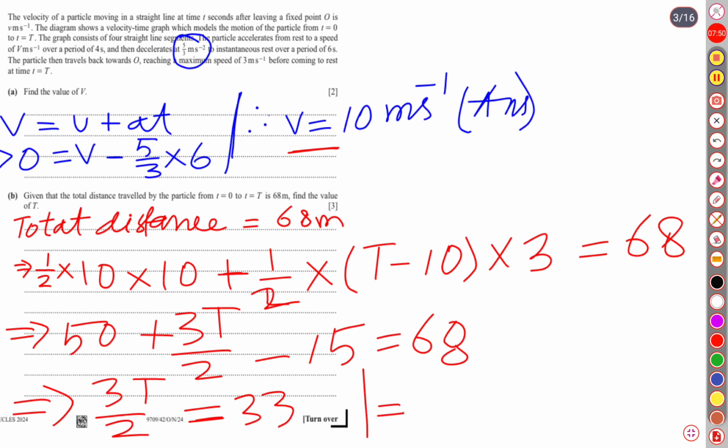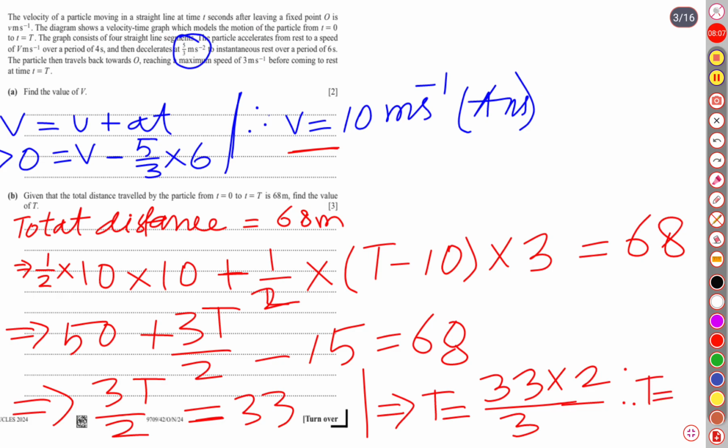Or t is equal to 33 into 2 over 3. Hence our t is going to be, 3 elevens are 33, so 11 times 2 is 22. It is nothing but 22 seconds.